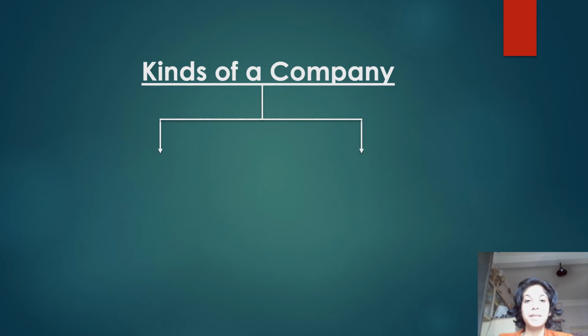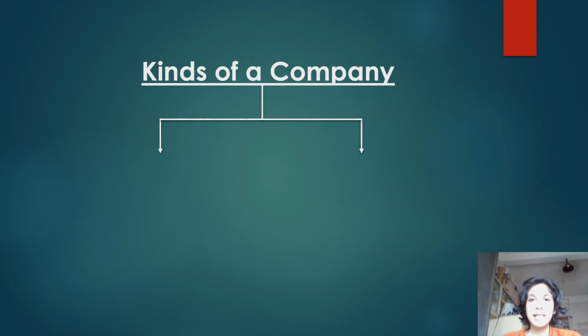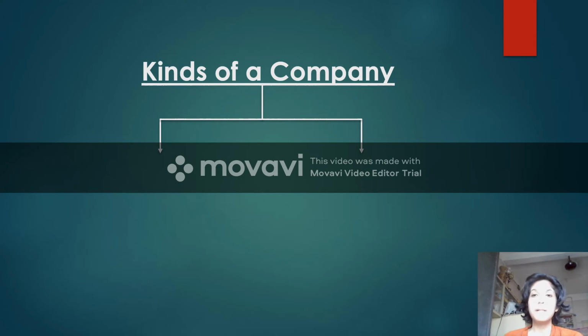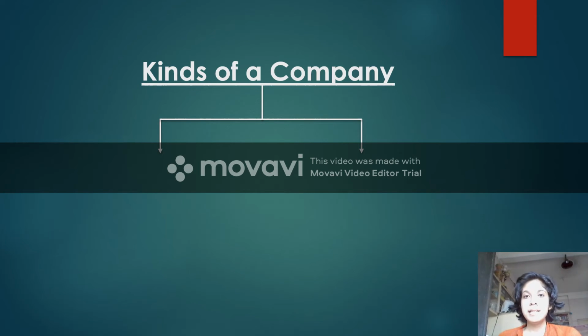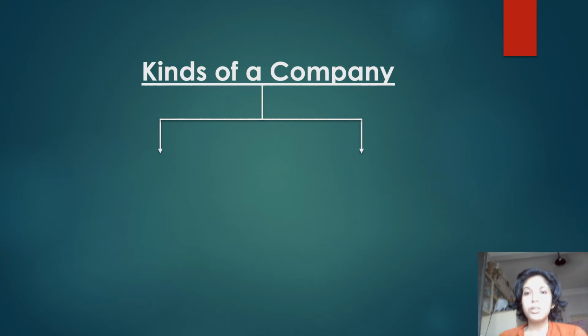Starting with the kinds of a company. Okay, so before learning anything else about the companies, we have to know how many types of companies there are, right? Now, if we are going to learn about the types of companies, then we must know that these types are segregated according to some bases. And these bases are two.